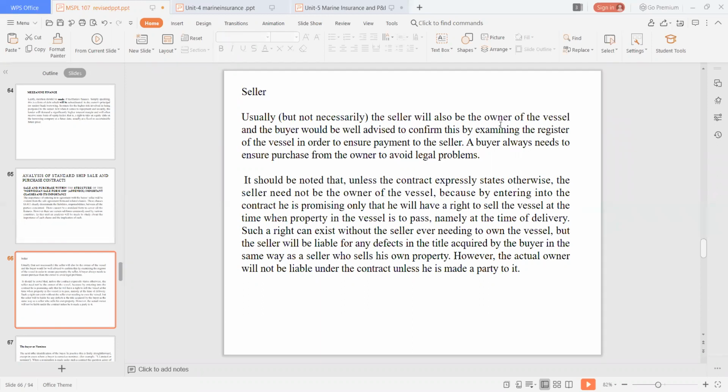See that? In a contract also, the amendment and the points to be mentioned or not mentioned matter. In the last one also, the actual owner will not be liable under the contract unless he is made a party to it. So everything should be clear on that. The seller need not be the owner of the vessel, because by entering into the contract, he is promising only that he will have a right to sell the vessel at the time.